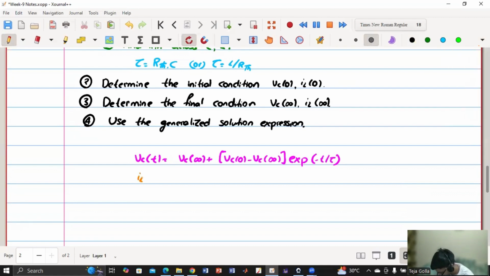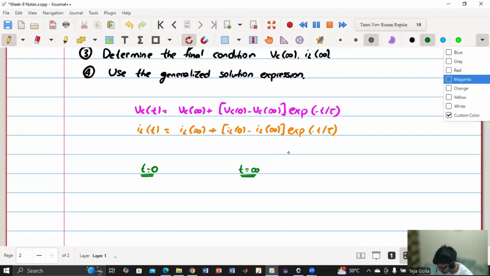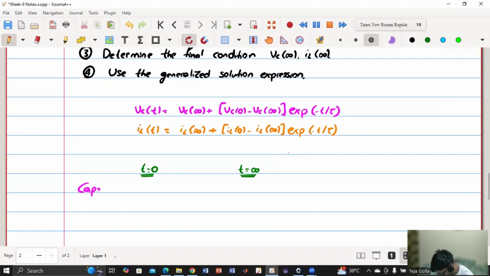Now if I have to do IL of t, then it will also be the same. Only instead of capacitor voltage, we have inductor current: IL of infinite plus IL of 0 minus IL of infinite, exp minus t by tau. Okay, and one more thing, initial. So I'll write it something like this. At t equals to 0 and at t equals to infinite. And we have capacitor and we have inductor.